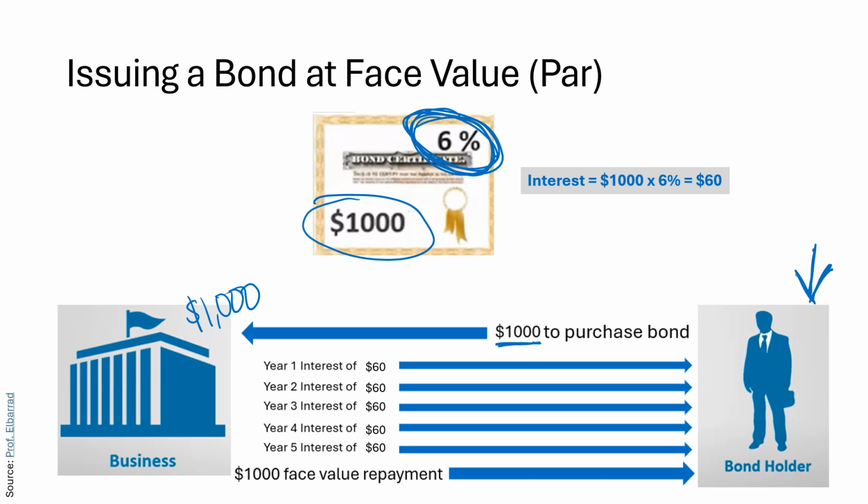So the corporation, in year one, pays $60 interest to the bondholder, the same in years 2, 3, 4, and 5. Then at the end of year 5, in addition to that $60 interest payment, they also have to repay the face value, or the principal. So that $1,000 is repaid back to the bondholder. Those calculations are very simple.